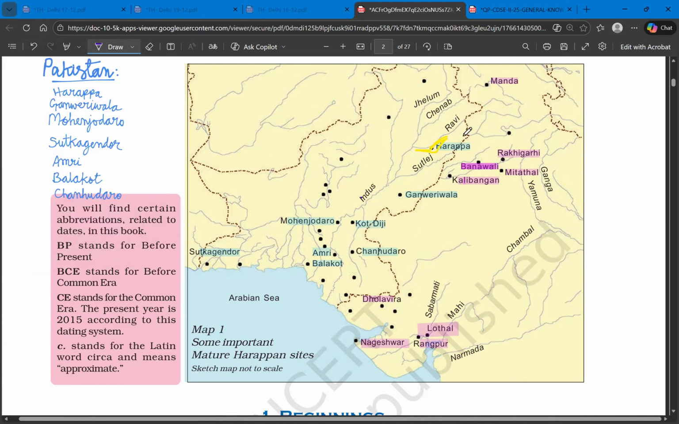And the next one is Mohenjo-daro. Here we see the Mohenjo-daro city. It is on the bank of which river? It is on the bank of the Indus River. Mohenjo-daro is on the Indus, and Harappa is on the bank of Ravi.